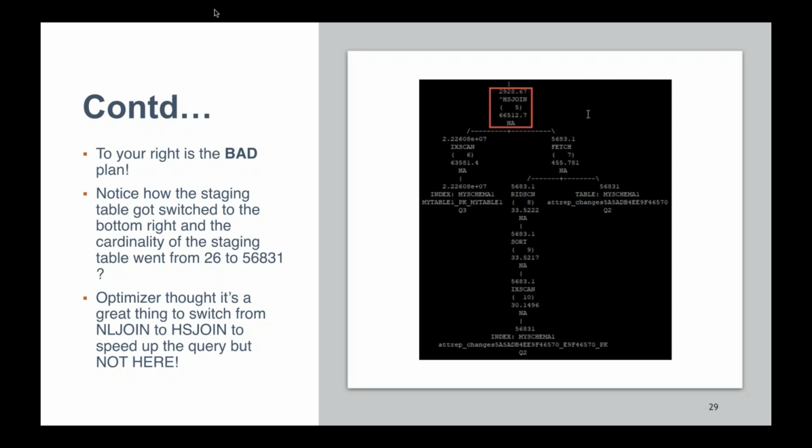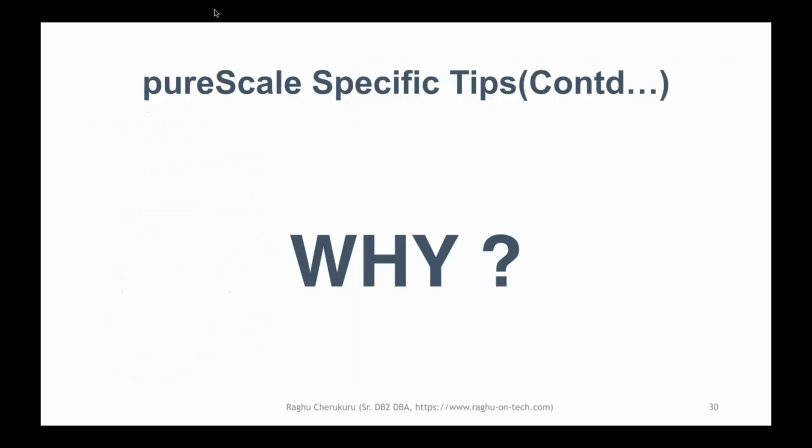But in the pureScale environment, it needs to go to the CF before it hashes the row. It needs to go to the CF and say, hey, did this row change on any other member or not? If it changed, then it needs to get the latest row. So that's why it's doing that many CF trips.